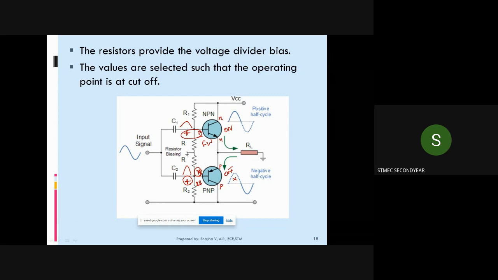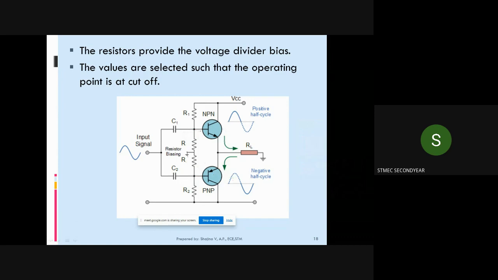So in the positive half cycle, we can say Q1 turns on. This is Q1 and this is Q2. So during the positive half cycle, Q1 is on and Q2 is off. As a result, you will get the positive half cycle at the collector of the Q1 transistor. And there will not be any signal present at the collector of Q2. Now, what will happen during the negative half cycle?